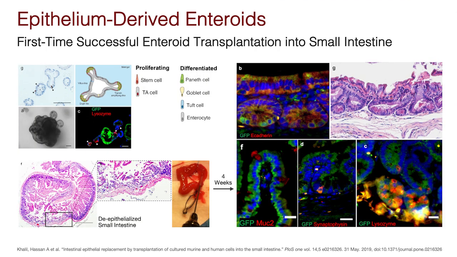Enteroids are prefabricated structures derived from epithelium, and the reason that we don't call them intestinal organoids is that they don't contain a stroma and muscle cells. For the first time, we reported the successful transplantation of enteroids to the intestinal lumen. For that, we de-epithelialized small intestine and transplanted enteroids to the lumen. And after 4 weeks, we detected regrowth of epithelium expressing functional differentiated cells.